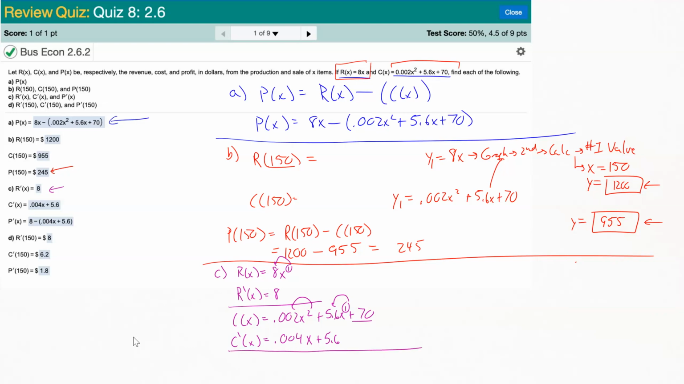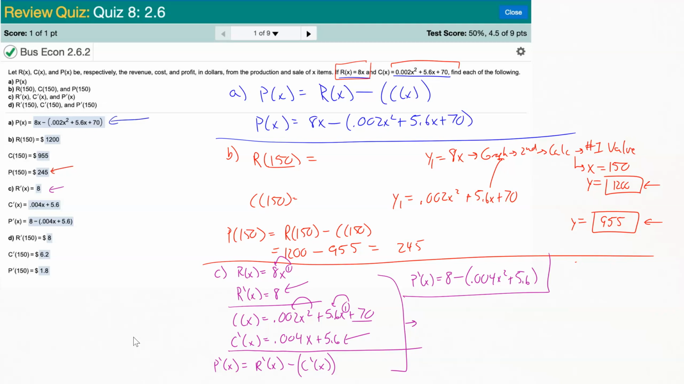And then to do my profit, I just remind myself, just like always, that P prime of x is my revenue minus my cost. So my derivative of profit is just my revenue derivative minus my cost derivative. What I can do is just take my answers from here. Putting together my P prime, it's going to be 8 minus my cost derivative, always in parentheses, 0.004x plus 5.6. And I can go ahead and just enter that in for my derivative of my profit function.